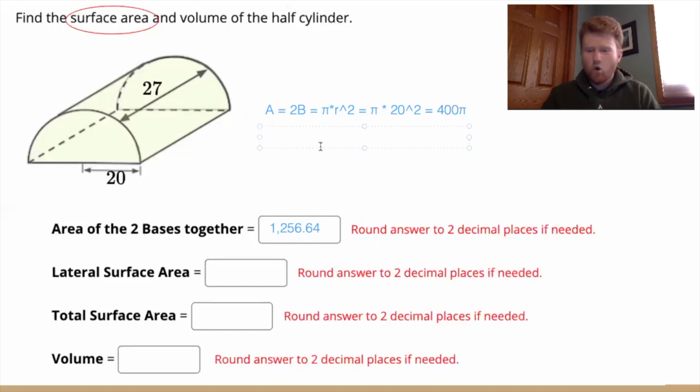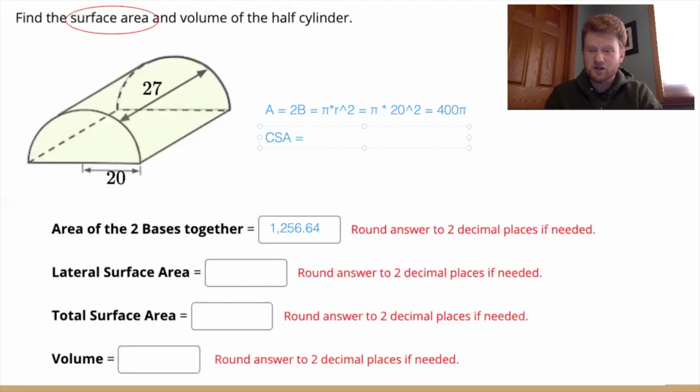So again, we want to think about how we found that curved surface in the original problem, and that was finding the circumference of the circle times the height. So that's one way we can do it, taking that and dividing by 2. So I'll do that first. I'm going to call CSA our curved surface area. So that's one part of the lateral surface area.